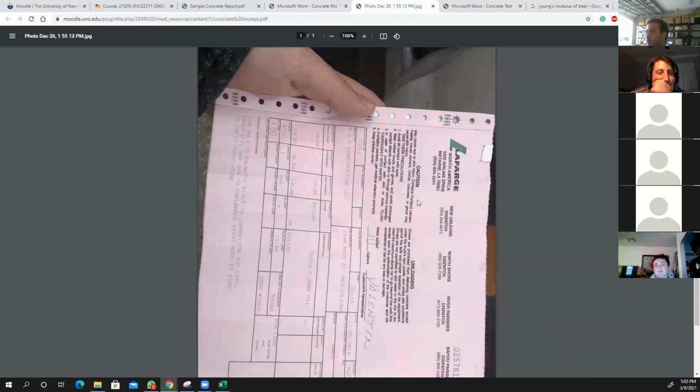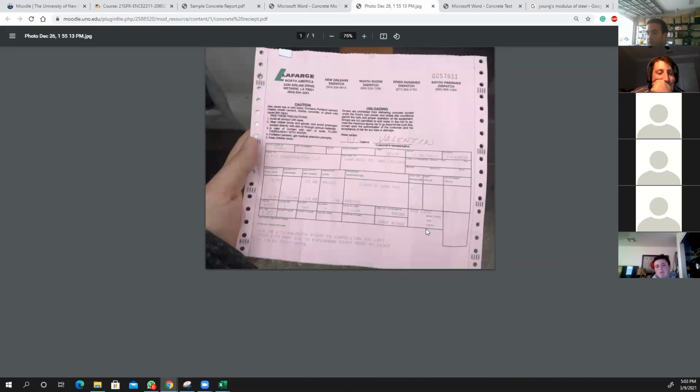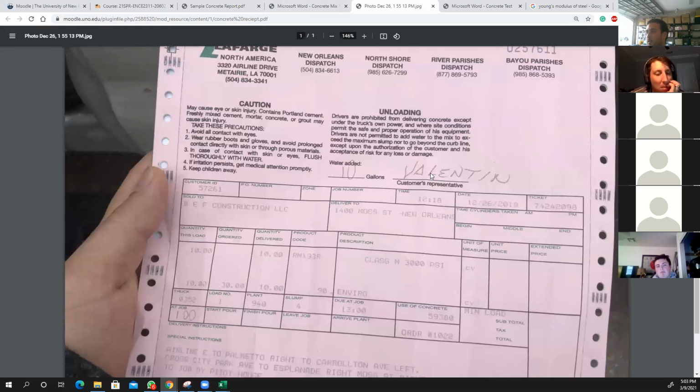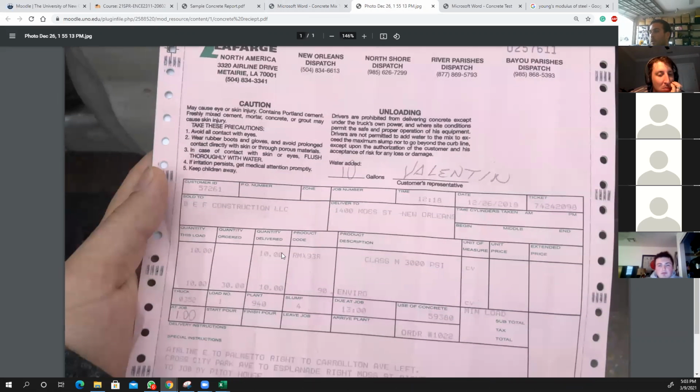So this was from a couple of years ago from my job site. I don't know if I can rotate it counterclockwise. This is the receipt from Lafarge Concrete Company. So when you look at the receipt, there are a couple of important points that you have to look at. What time the concrete truck left the facility. It should be somewhere here. I know it is at job site at 1 p.m. and it said it's due at 1 p.m.